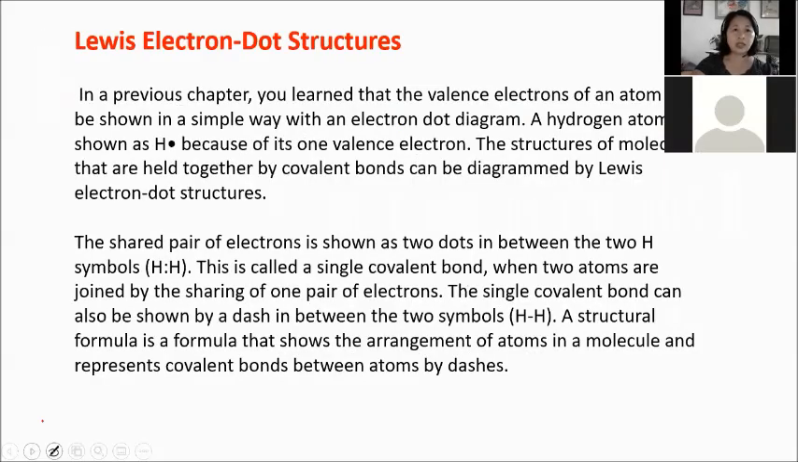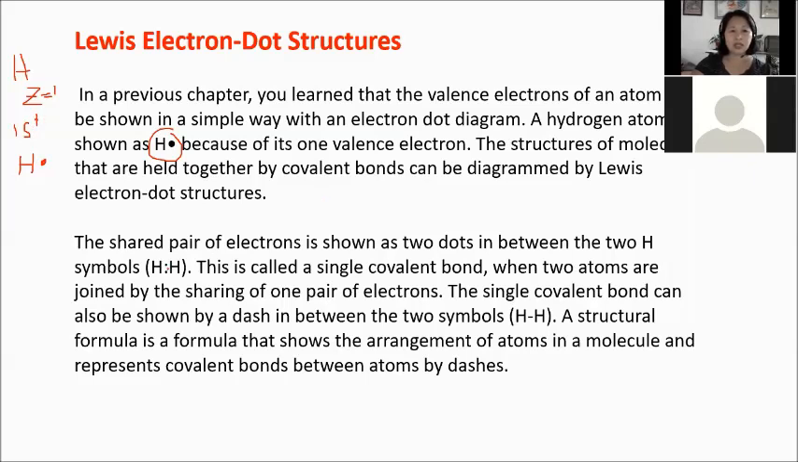Okay, next is the Lewis electron dot. If you see the hydrogen dot, that's the Lewis electron dot. The atomic number of hydrogen is 1. That's why the configuration is 1s1, sorry, only 1 electron. So the electron dot of hydrogen is H with a dot. This dot represents 1 electron on the outer level of hydrogen.